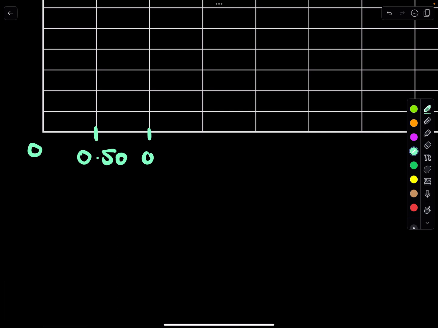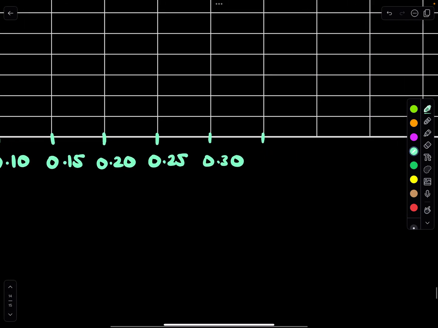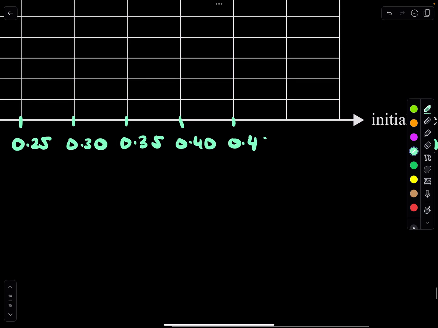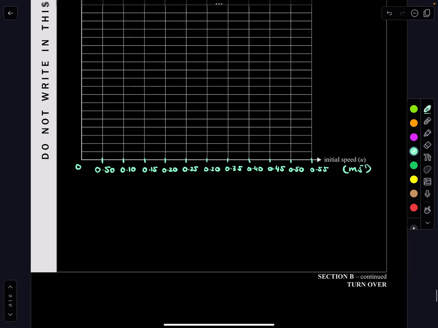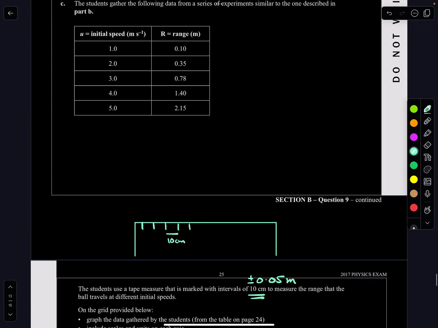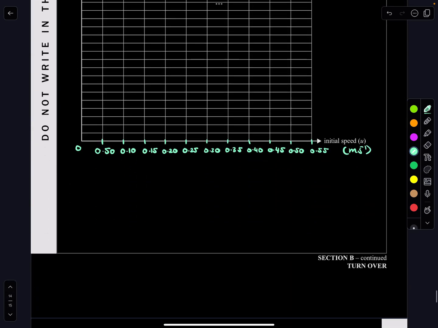So that's 0.10, 0.15, 0.20, 0.25, 0.30, 0.35, 0.40, 0.45, and 0.50, and 0.55. Is that the maximum, that should be enough? Yeah, that's enough. So 5 is the max.